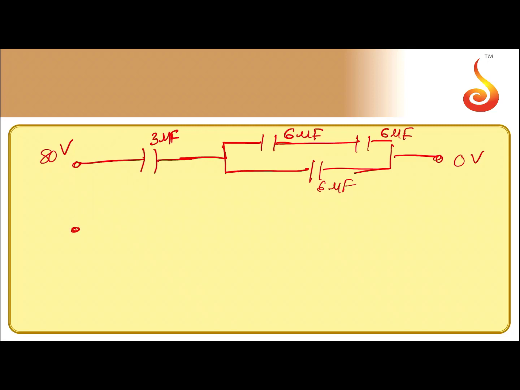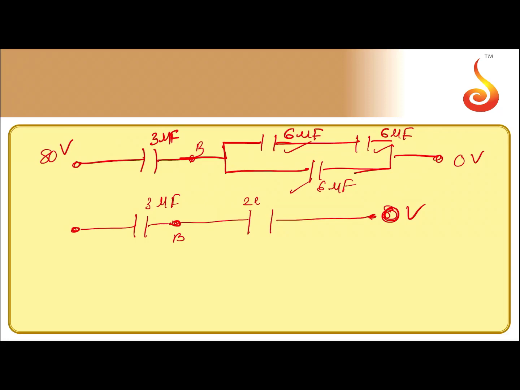Now this is equivalent to the following construction. This is 3 microfarad. This point is B, by the way. And what is the capacitance of this entire setup? It is easy to find out. 6 and 6 are in series, so 3. 3 and 6 are in parallel, that is 2. So 2 microfarad.